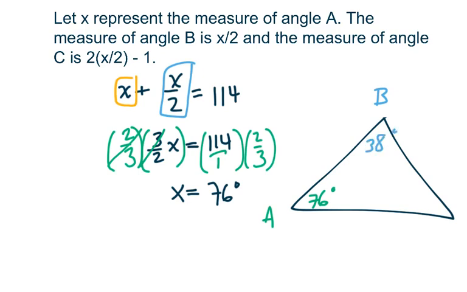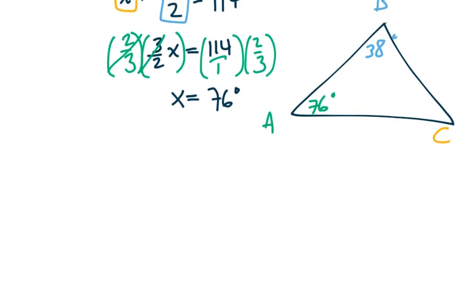And then we need to look at angle C. So angle C is described as 2 times X over 2 minus 1, and in an easier way, once we simplify, is to work with X minus 1. So if X has a measure of 76 degrees, we already know that, and we subtract 1 from that, that gives us a measure of 75. So in theory then, this could be the angle measure of 75 degrees if this forms a triangle.